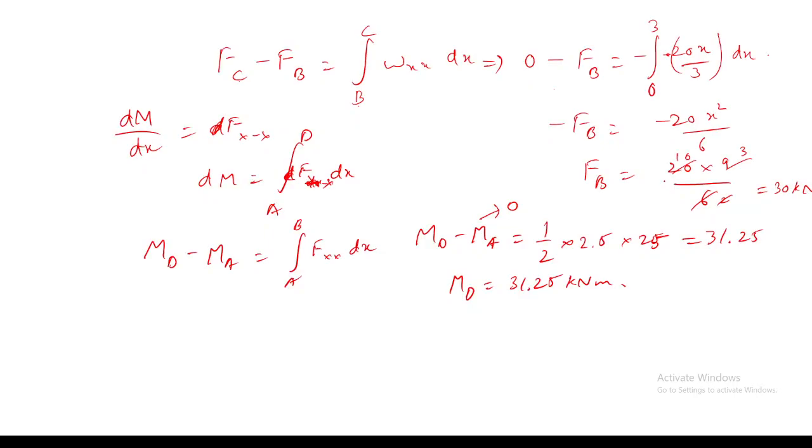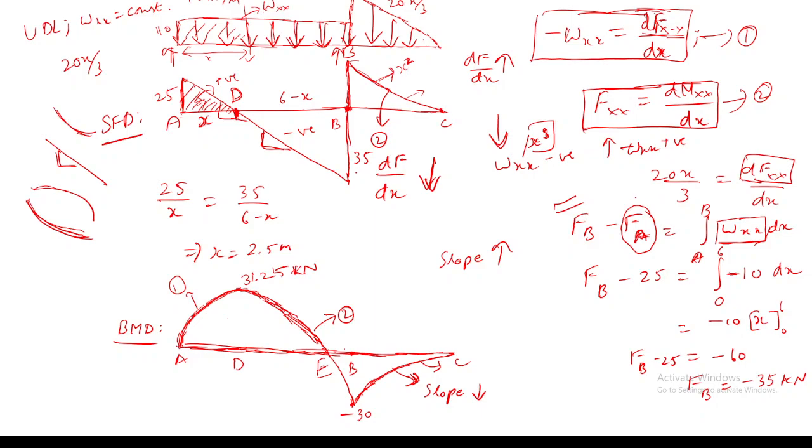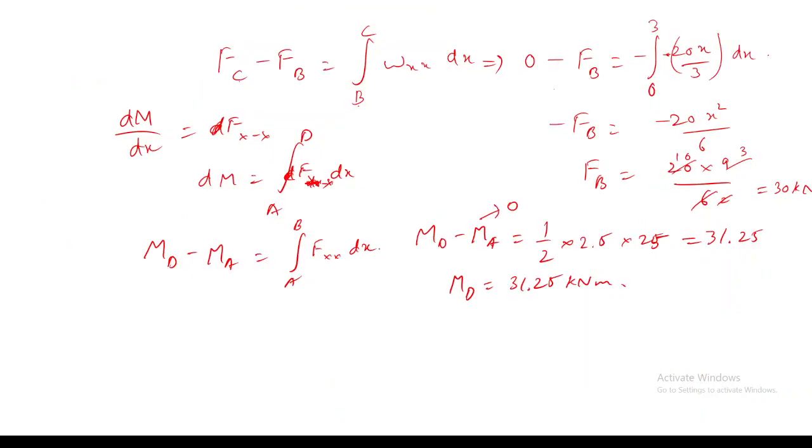Okay, like this you can also calculate from point B to D. For example, MB minus MD I can put, and I can find out the area of this. And here I should use a negative value. Okay, that also we can do.